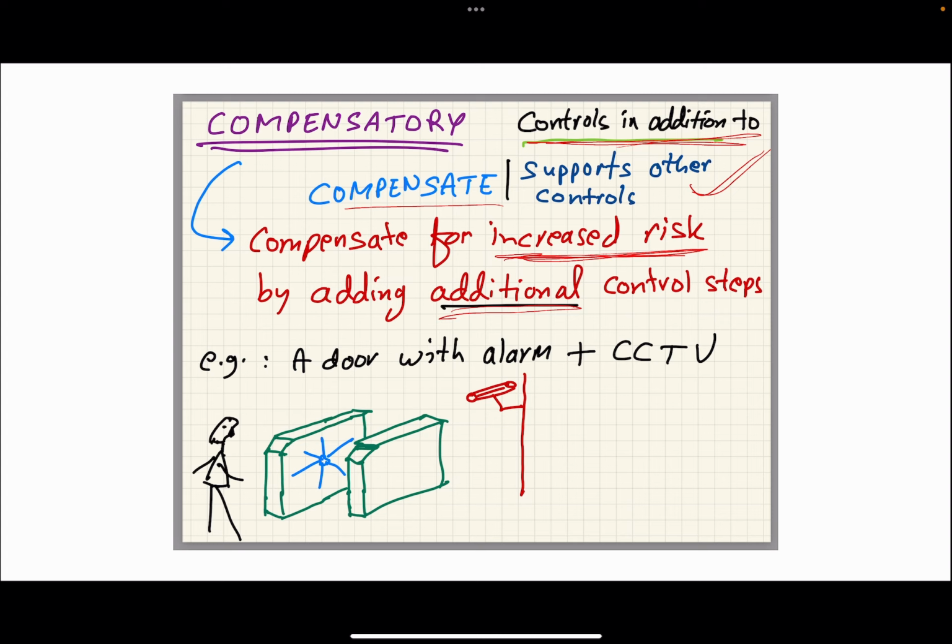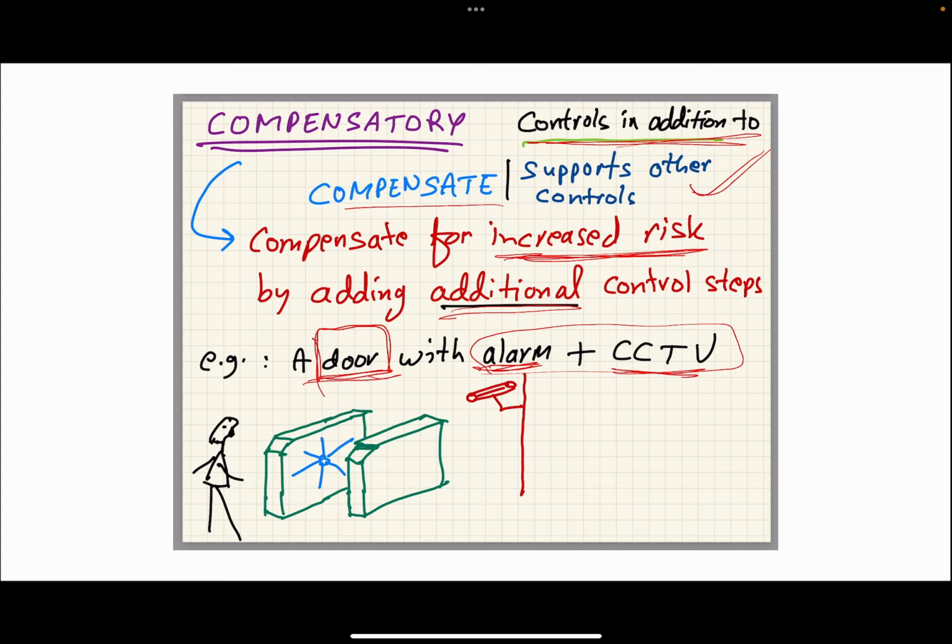So, for example, a door which in itself is a control, with an alarm plus CCTV. A door with an alarm and CCTV is an example wherein the door is working as a control, and alarms and CCTVs are implemented as additional controls or compensatory controls.